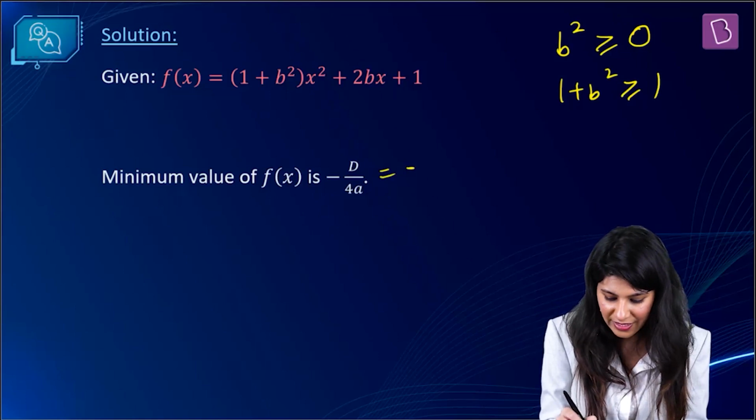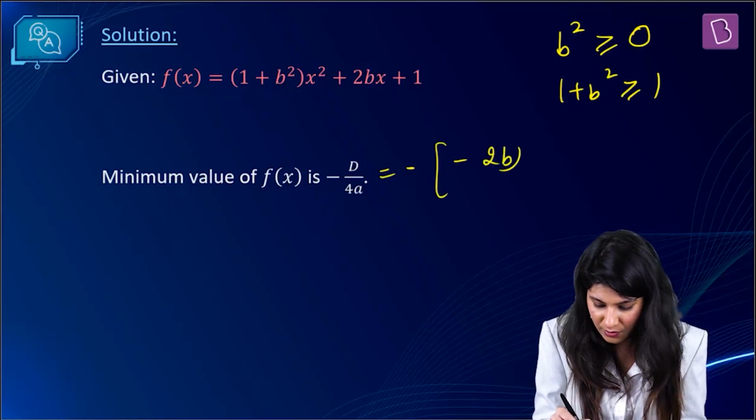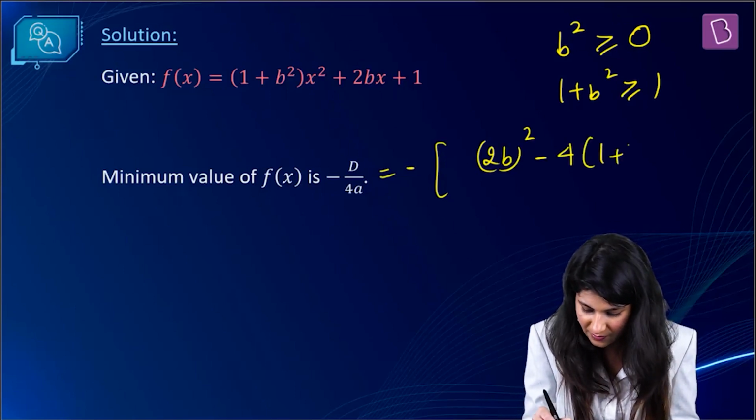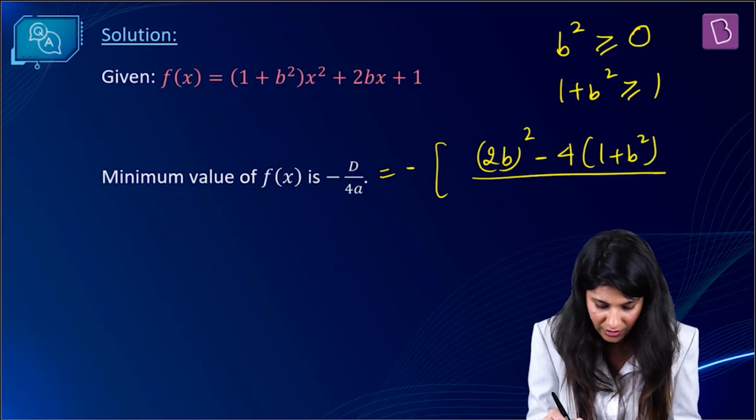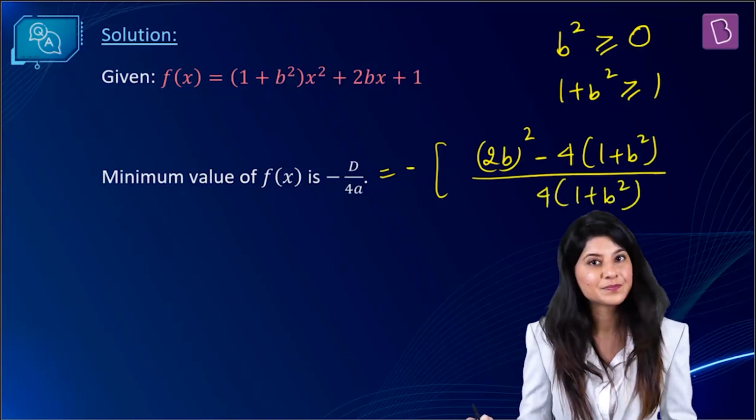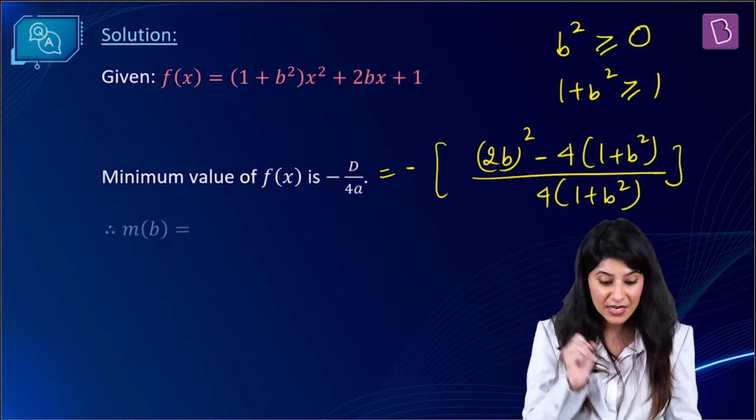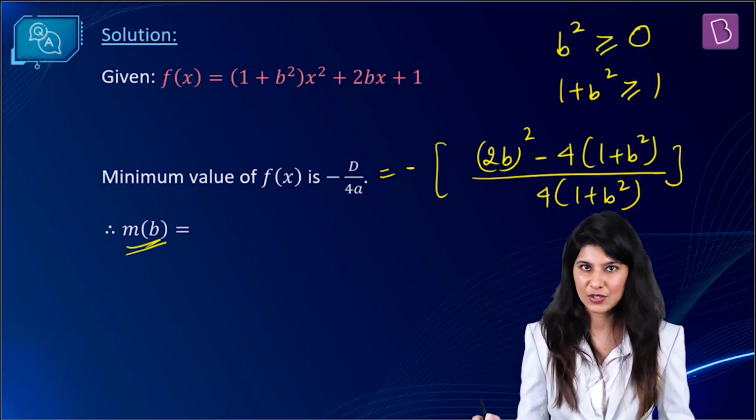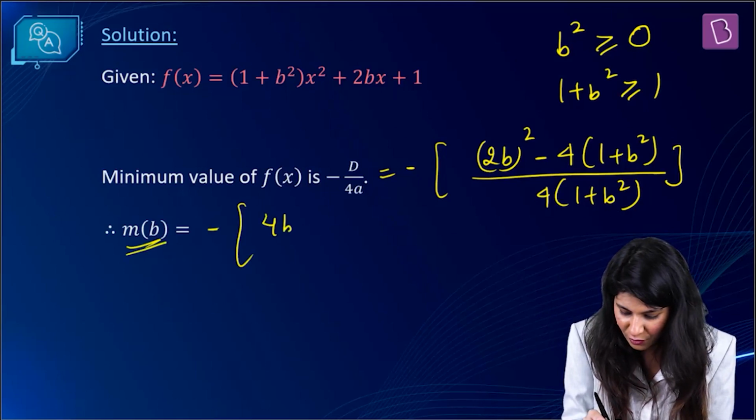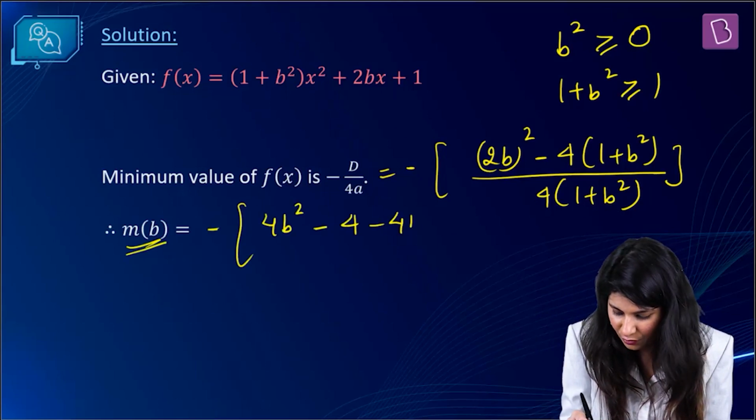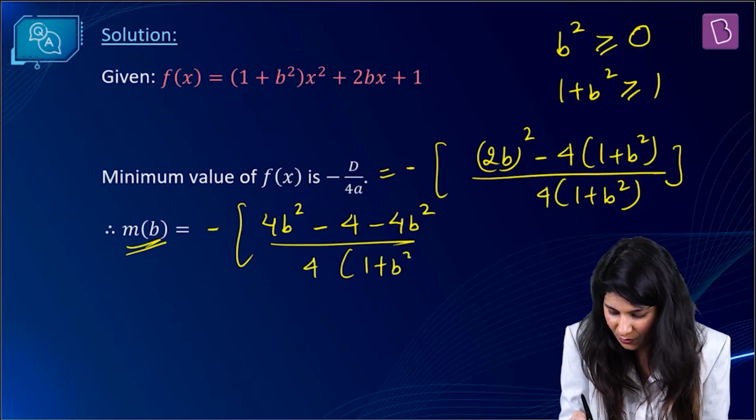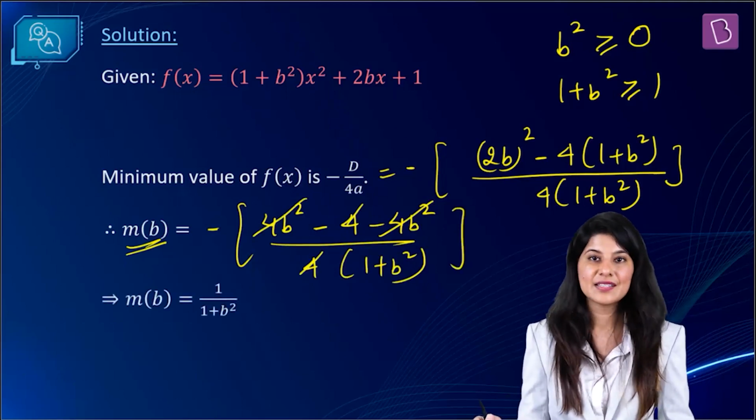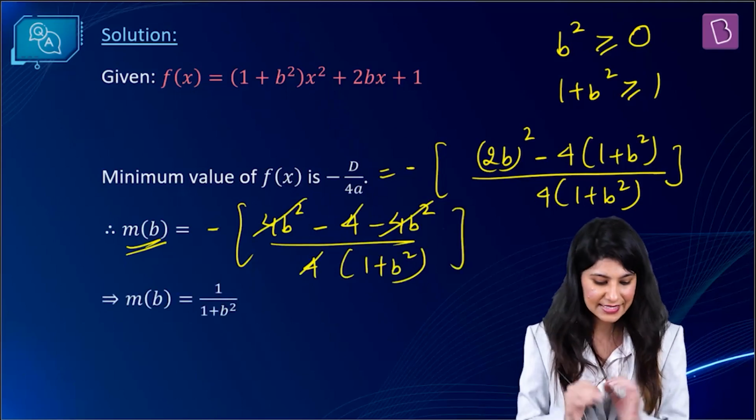Let's just put the value: negative of minus 2b whole square minus 4ac, so 1 plus b square, and then we have 4a with us, just like this. If you open this, what would you get? The minimum value of this quadratic polynomial, which is given by m of b as per the question. So we have negative of 4b square minus 4 minus 4b square whole upon 4 times 1 plus b square. 4b square gone, 4 gone. The minimum value would be what? 1 by 1 plus b square. This is the minimum value.